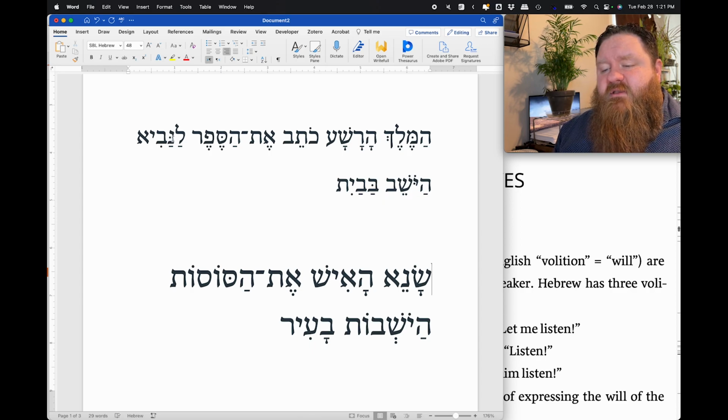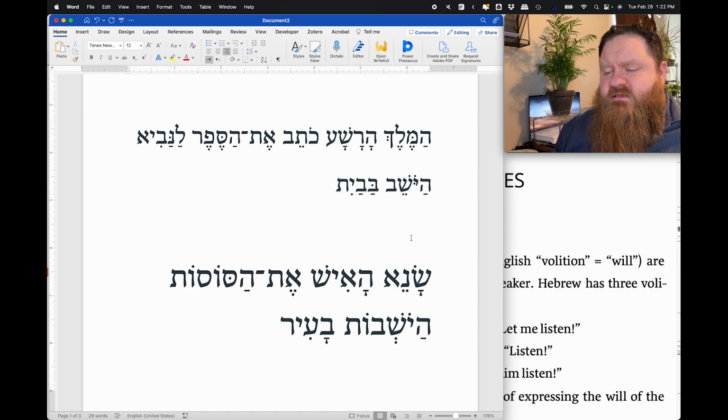All right. But if it's modifying navi, it's going to be for the dwelling in the house prophet. And so again, this whole phrase, ha-yoshev bavayit, is going to be modifying navi. So this entire phrase is attributive to navi here. The way that you would translate this into English would be for the prophet who is dwelling in the house, or for the in the house dwelling prophet.